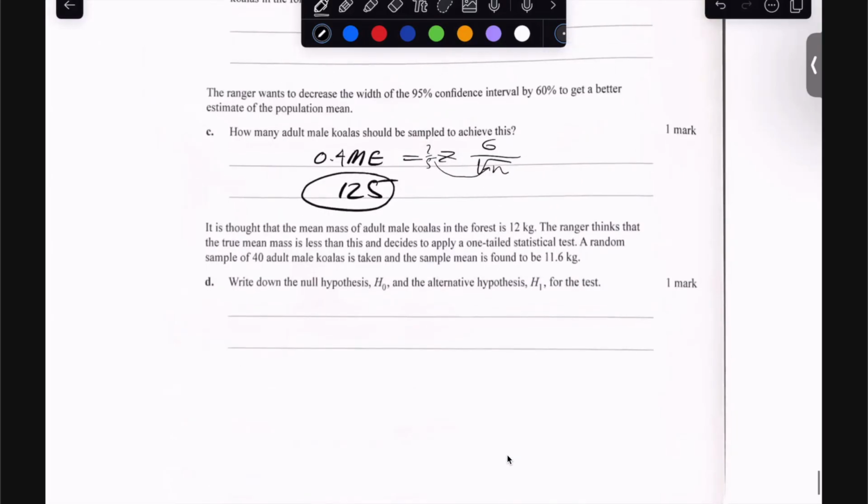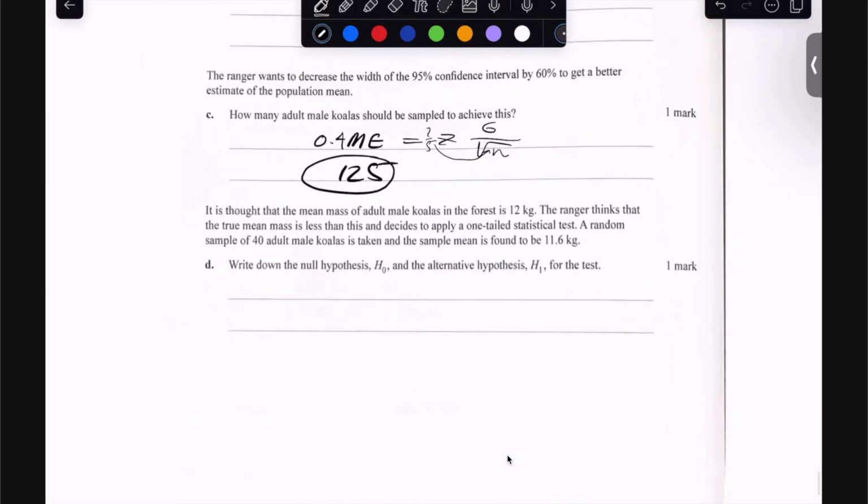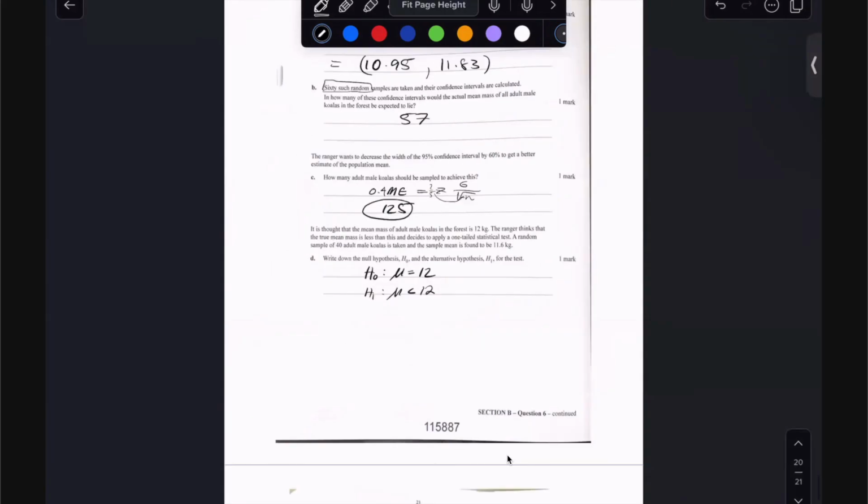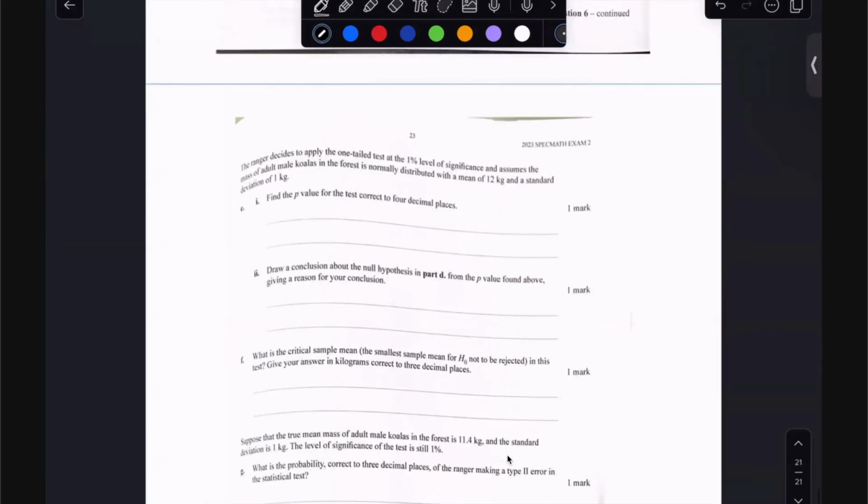It is thought that the mean mass of adult male koalas in the forest is 12 kilograms. The ranger thinks that the true mean mass is less than this and decides to apply a one-tailed test. A random sample of 40 adult male koalas is taken and the sample mean is found to be 11.6. Write down the hypotheses. So H0 is that the mean is equal to 12, and H1 is that the mean is less than 12. The usual. The ranger decides to apply the one-tailed test at the 1% level of significance and assumes the mass of adult male koalas in the forest is normally distributed with a mean of 12 and a standard deviation of 1. Find the p-value for the test.